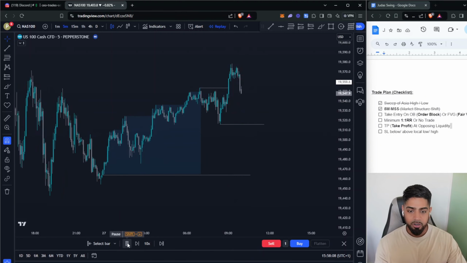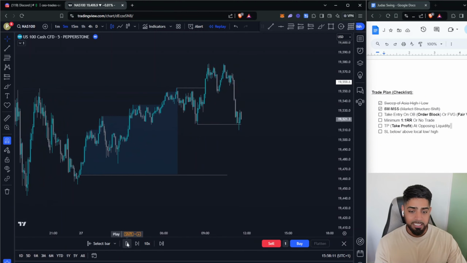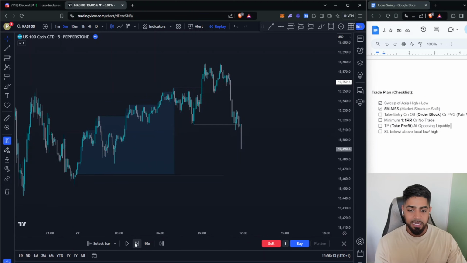So if I play price on, it does its thing for a while. We're sitting out of this trade, and then finally price comes down and it gives us this market structure shift. So now we can tick that off.